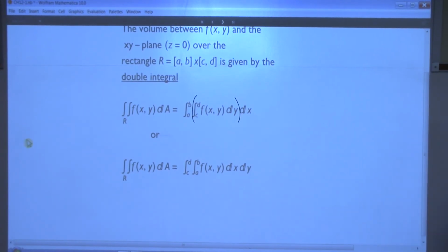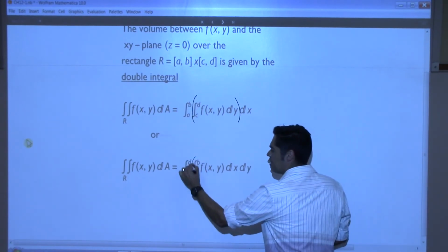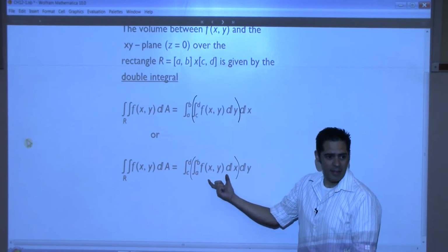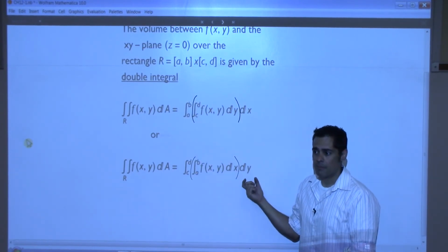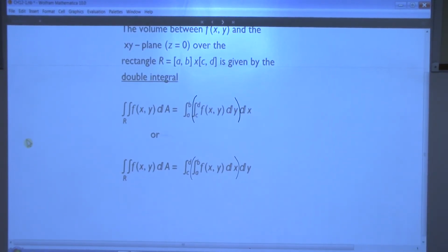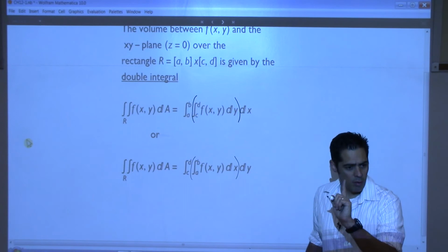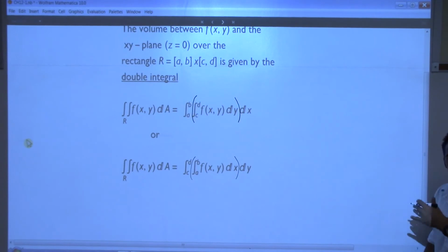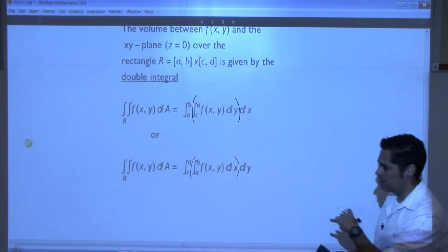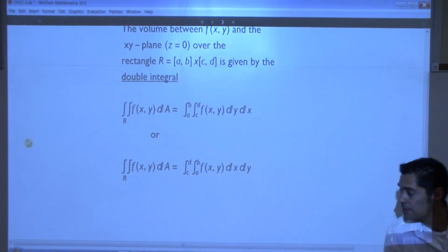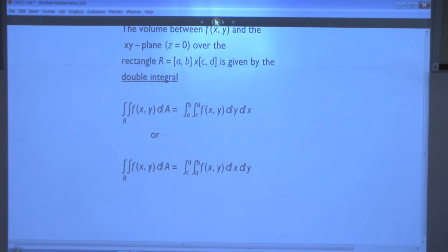I could, though, do it the other way around. I could change the order. I could go from a to b, do it with respect to x first, take that answer, go from c to d, and do it with respect to y. Both of those are at your disposal to use. You get to pick which one, if you're integrating over a rectangle, and only if you're integrating over a rectangle. In the next section, we integrate over more complicated regions, and you can't just switch it up whenever you want. So the rectangular region is the easiest out of all the regions we're going to integrate on.